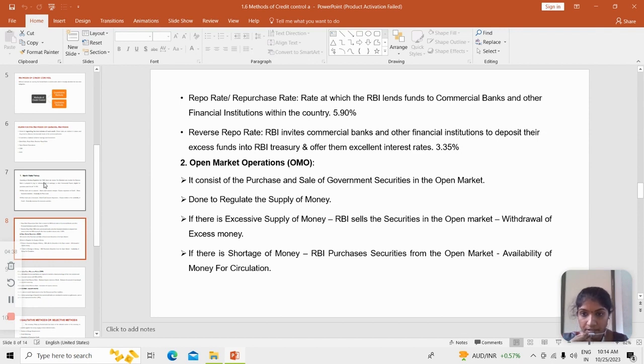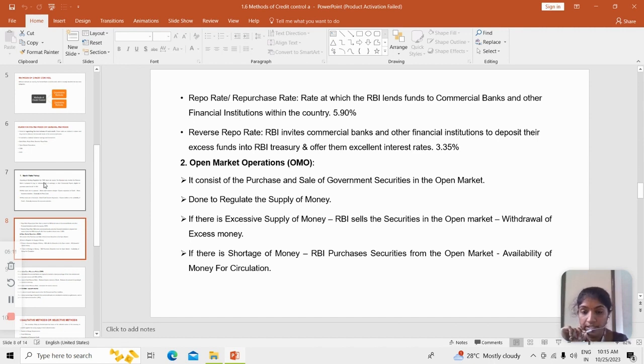Second category of bank rate is reverse repo rate, which means RBI invites commercial banks and other financial institutions to deposit their excess idle fund to the RBI treasury, and for that deposit the RBI will give a certain percentage of interest rate for the deposit they have given to the RBI. Currently it is 3.35%. So that is bank rate, which will also include repo or repurchase rate and reverse repo rate.